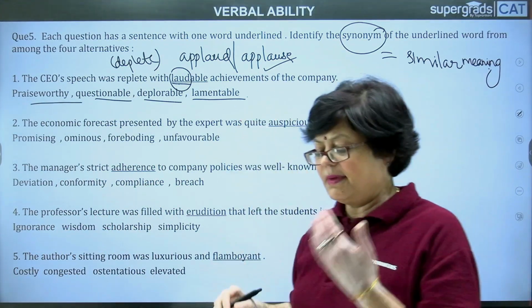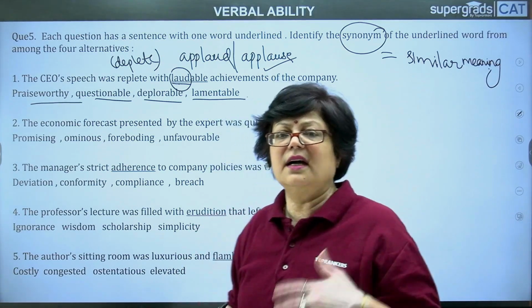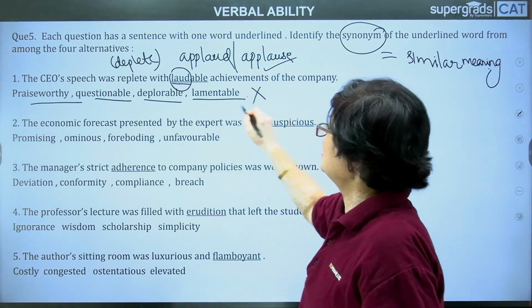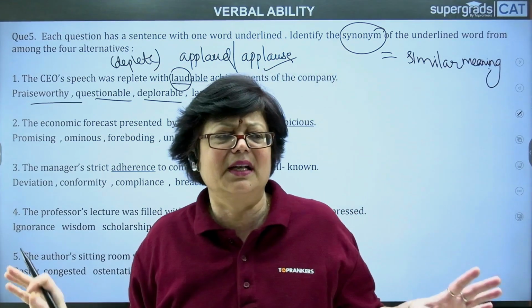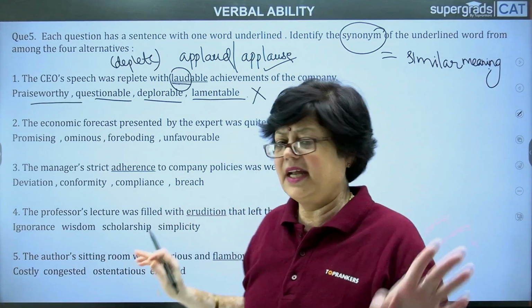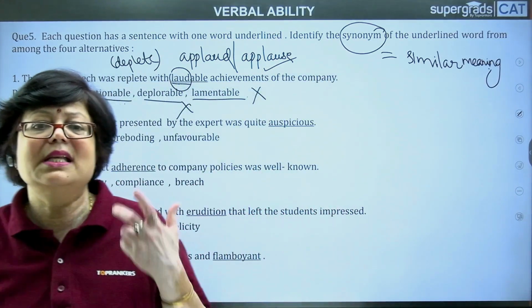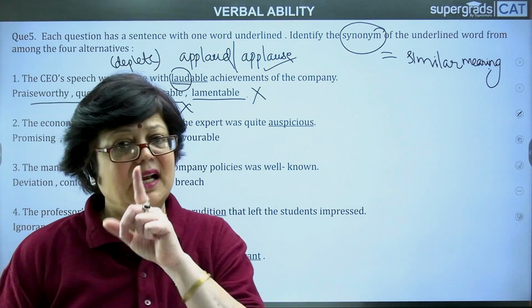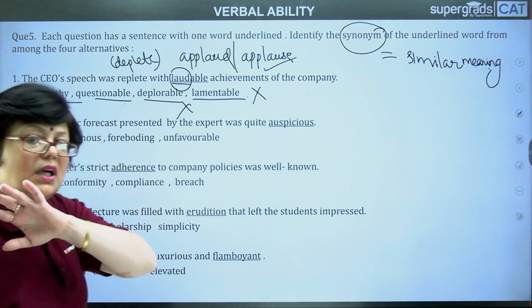Lamentable. To lament is to make a complaint, a grievance. Deplorable: deteriorated, miserable, very bad. Questionable means it is being questioned. Again, it has come under some sort of question, which means it is not correct.